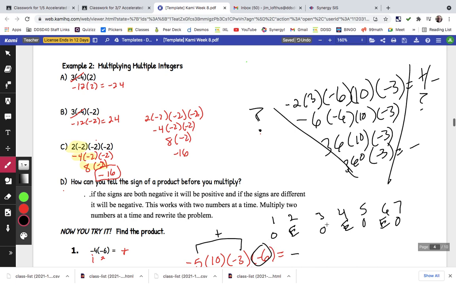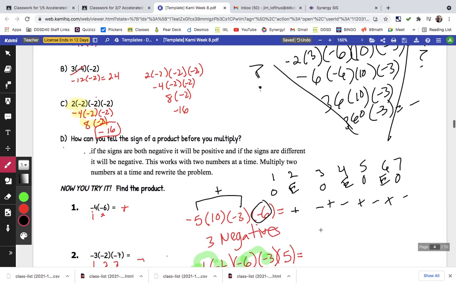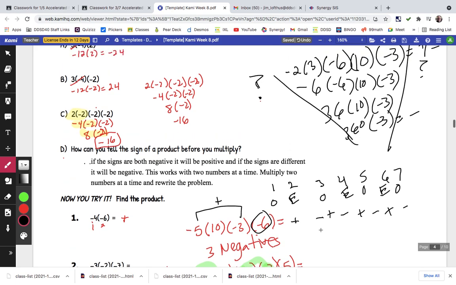If they're all paired up and even, then it goes back to positive. So it toggles like a light switch from negative to positive to negative to positive, depending on how many negatives you have in the multiplication.